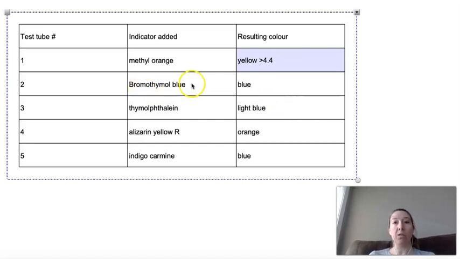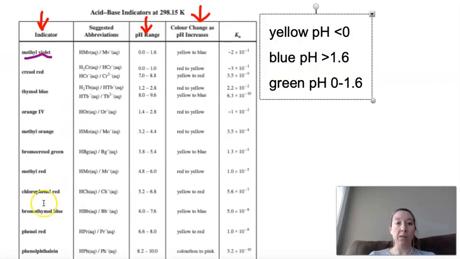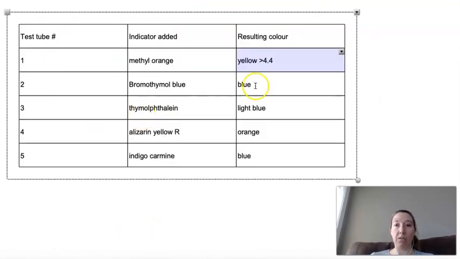So the next indicator is bromothymol blue, and that one is blue. So we go back here, we find bromothymol blue, which is here, and it's blue. Blue's over on this extreme, so that means it's greater than 7.6. So again, we've narrowed it down a little bit more. The first indicator said it was greater than 4.4, now we're saying it's greater than 7.6. So that first one is kind of out of the game. We don't care about it anymore because we now have a smaller range, right? We're now between 7.6 and 14.